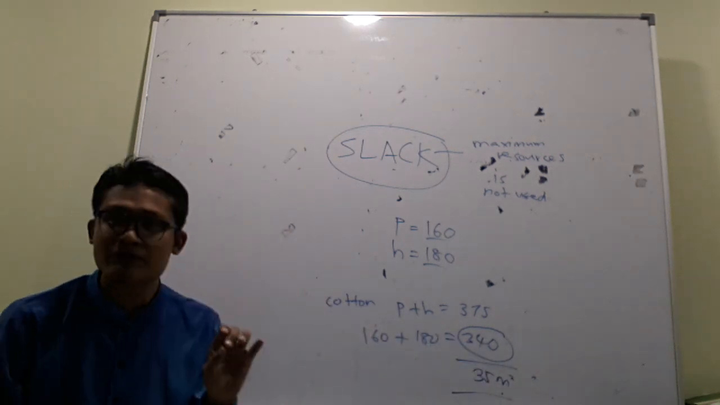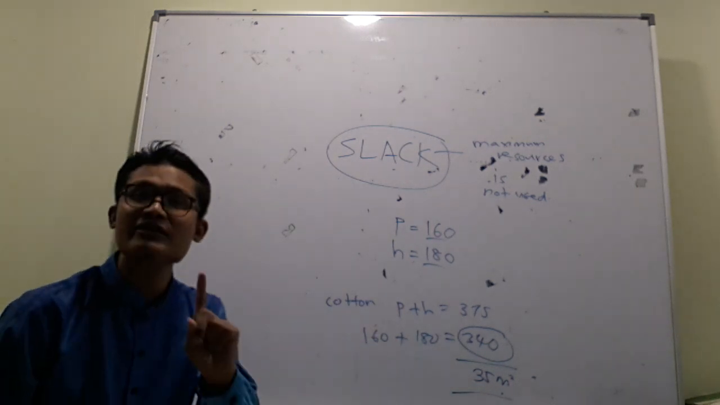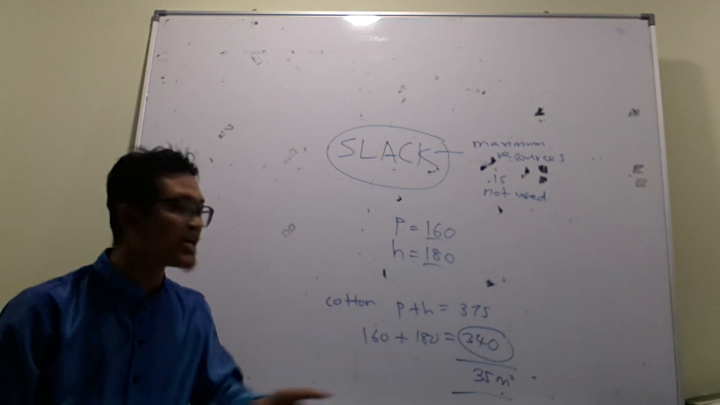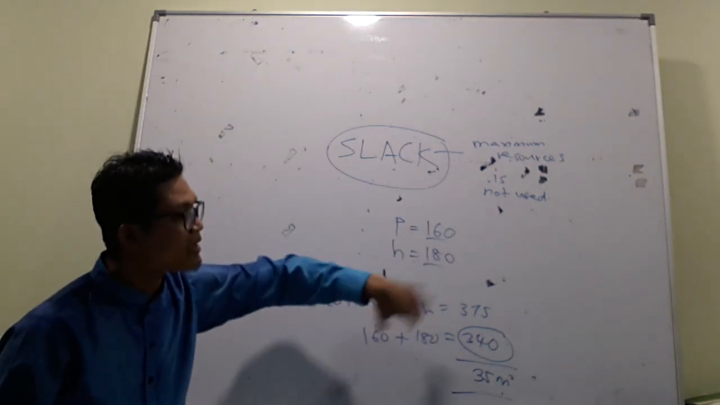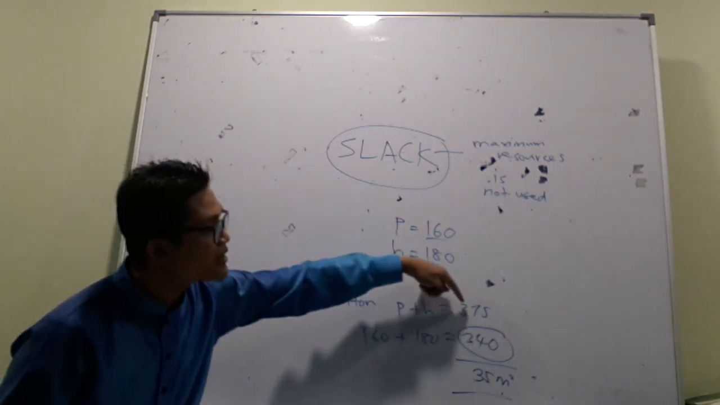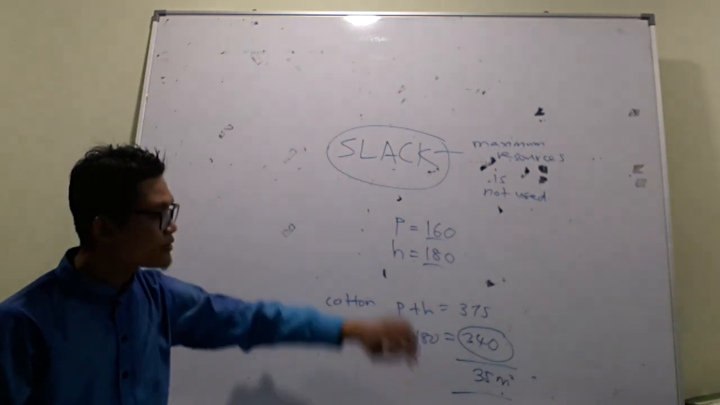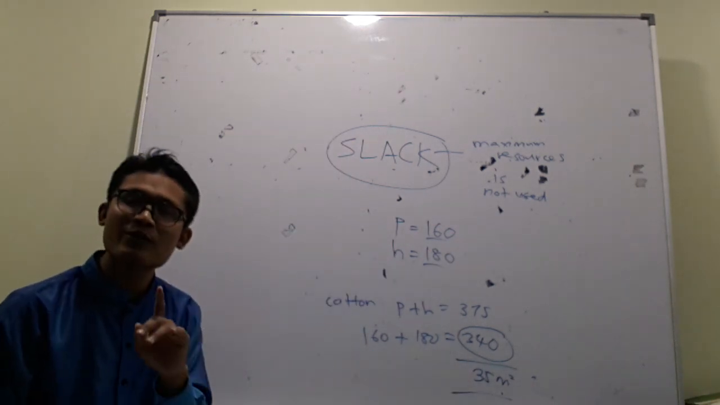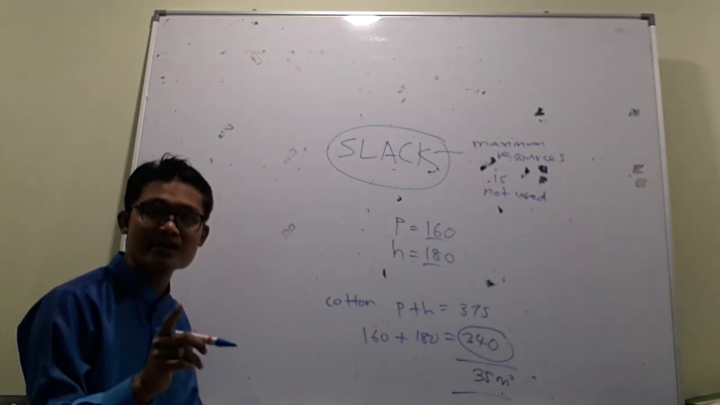Guys, now listen carefully. This 35 meters square is the amount of cotton unused, and this is your slack. The amount of resource that you do not use. The maximum resource that you have is 375, but you only use 340, so you don't use all of it. The part that you don't use, that is what we call slack. Easy, right? But that's not done yet.